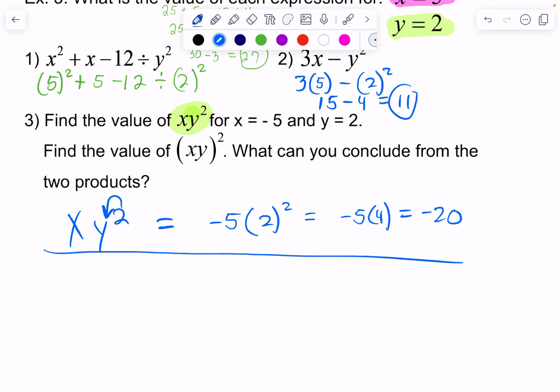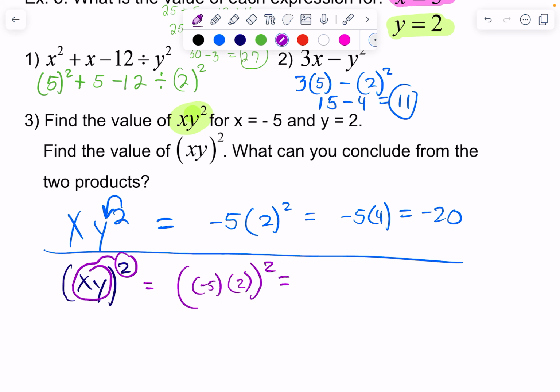Now, let's find the value of (x y) squared. Please note now that this power of 2 is going to affect everything inside the parentheses. So inside of my parentheses, I have -5 times 2. Following the order of operations, -5 times 2 is -10 inside the parentheses. (-10) squared is -10 times -10, which as we know is 100.